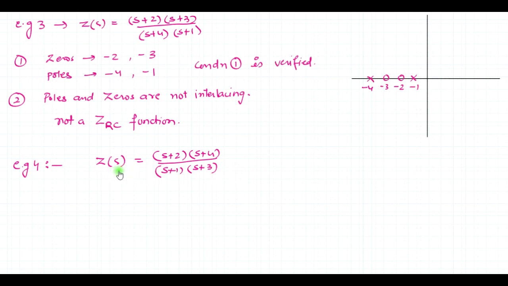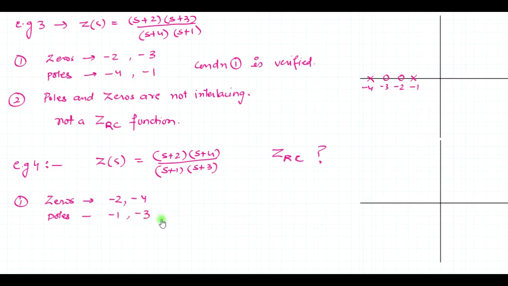In this example, we are given an impedance function (s plus 2) into (s plus 4) divided by (s plus 1) into (s plus 3), and we have to check whether it is a ZRL function or ZRC function or not. Let us check it. The condition number 1 says the poles and zeros must lie in the negative real axis. So the zeros are lying at minus 2 and minus 4, and the poles are lying at minus 1 and minus 3. Let us plot them.